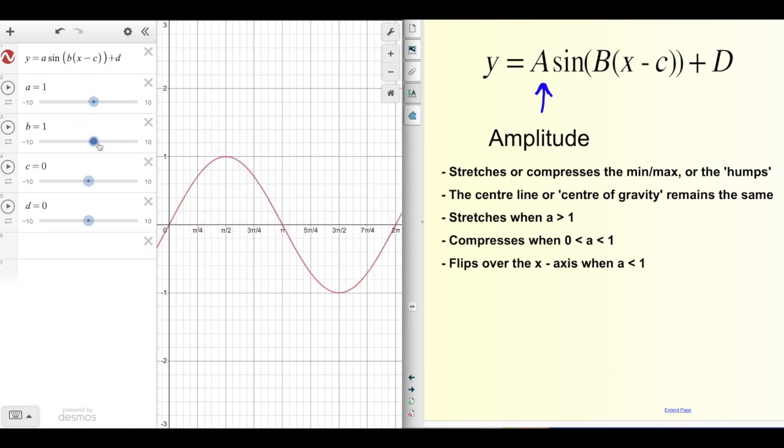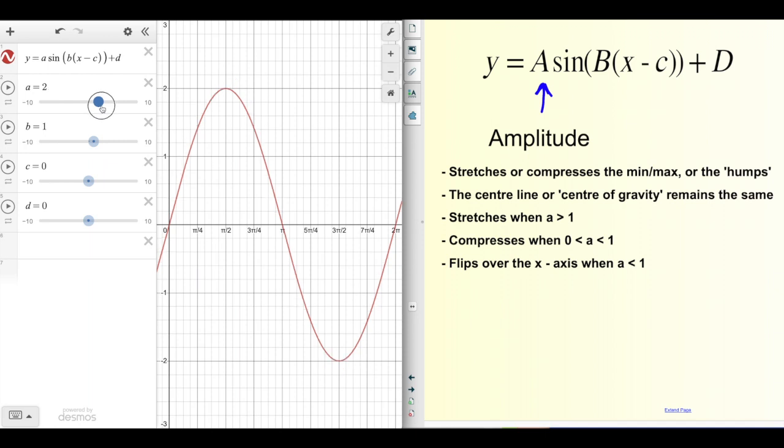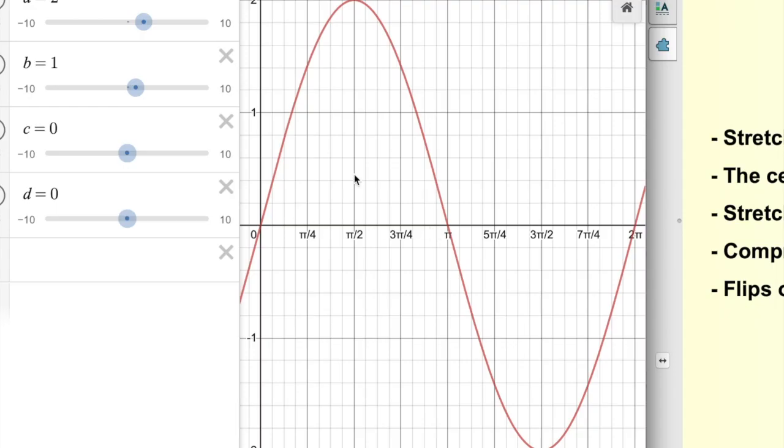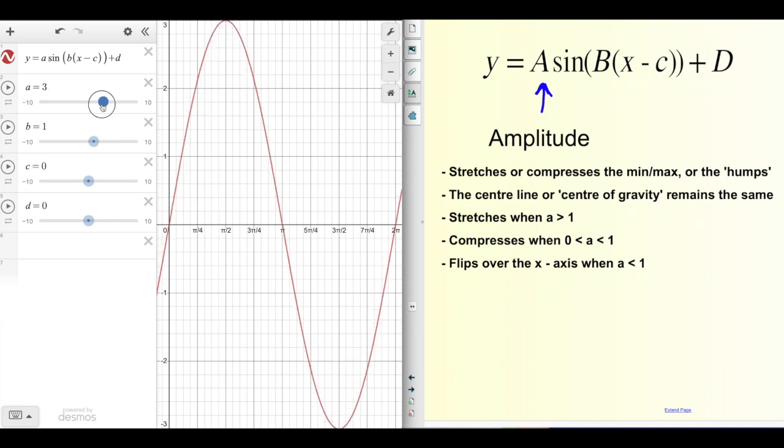Also with the amplitude, as I'm moving this up and down, if I move it here, I'll say the amplitude is 2. What that means is that's the distance from the axis to your maximum, and the axis to the minimum. So from here to here is 2, from here to here is 2, so from the minimum to the maximum, it's double, it's 4. If I change this to 3, now I'm going from the axis to 3 up here, the axis to 3 down here, so from the minimum to the maximum is 6.